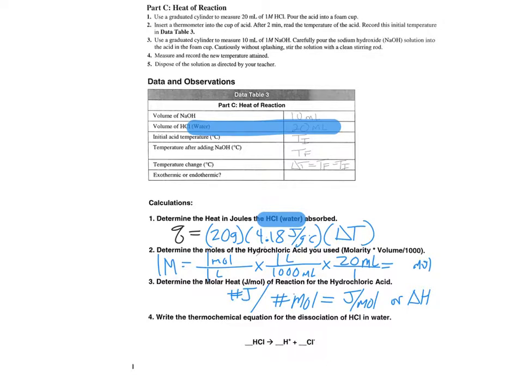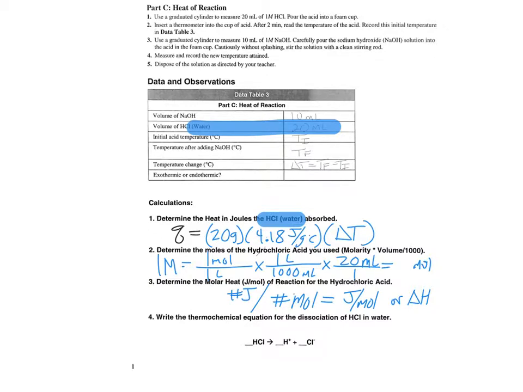When you find the answer to number 1 in joules, you divide by the answer to number 2 in moles, and you'll get your answer to number 3, the joules per mole, or the delta H molar heat of this chemical reaction. So now you can balance the thermochemical equation in number 4 and place the delta H in the correct location on the product side or the reactant side based on if it's endothermic or exothermic, or you can write the delta H as being a positive or negative number.